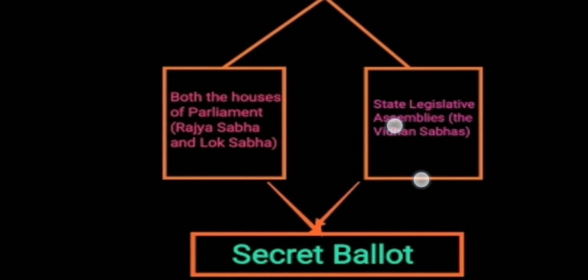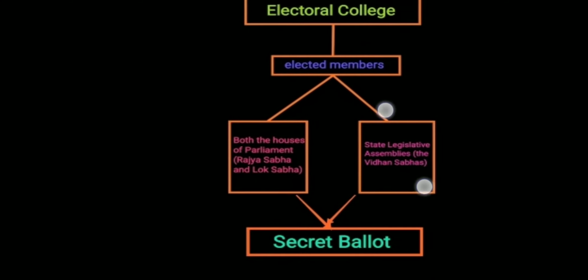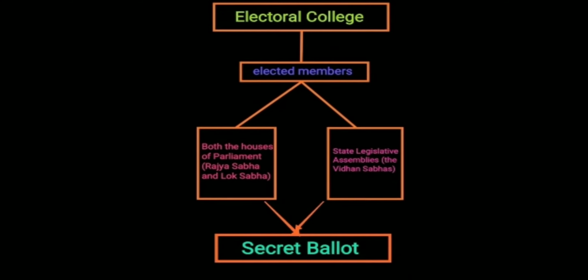So whenever you are asked about the election of the president, you have to remember these terms. It is done through the electoral college, which comprises the elected members of both the houses of the Union Parliament and the Vidhan Sabhas, done through the secret ballot.